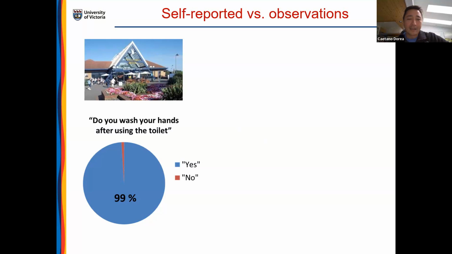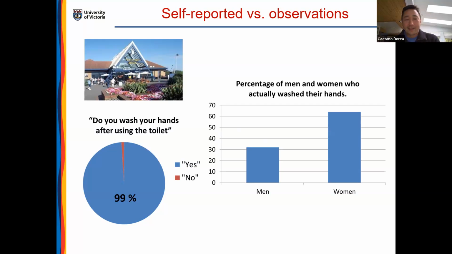Now, when we look at the observations, that tells a very different story. This also tells us a lot about maybe some gendered behaviors, but the percentage of men and women who actually wash their hands is only 30% for men and about 60% for women. Granted, people go to the bathroom to do other things, but that's shockingly low compared to the 99% that was reported. So that gives you a glimpse of how the way we collect data matters, right?